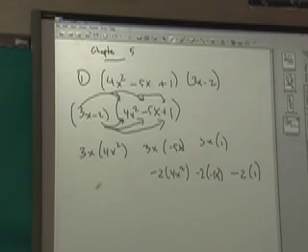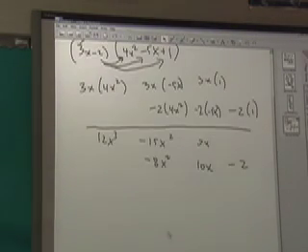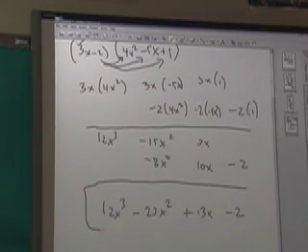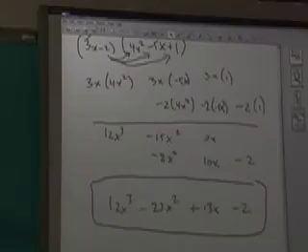Now, to finish this off, we're just going to collect like terms. We get 12x cubed. We've got negative 15x squared and negative 8x squared, and over here 3x and 10x, and this is minus 2. We're almost there. And we've got 12x cubed minus 23x squared plus 13x minus 2, and we're done. That's just a lot of collecting like terms, multiplying things out, and stuff like that.